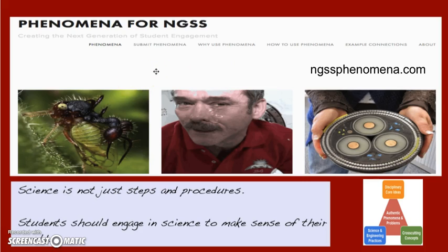And of course, all 96 are not going to apply to what you're teaching, but I bet some of them might. So that's definitely worth bookmarking and going through as you're thinking of the phenomena that you're going to use to teach the new standards. And just a reminder again, this whole process is not just about steps and procedures. It's engaging. It's having the students engage in science to make sense of their world.